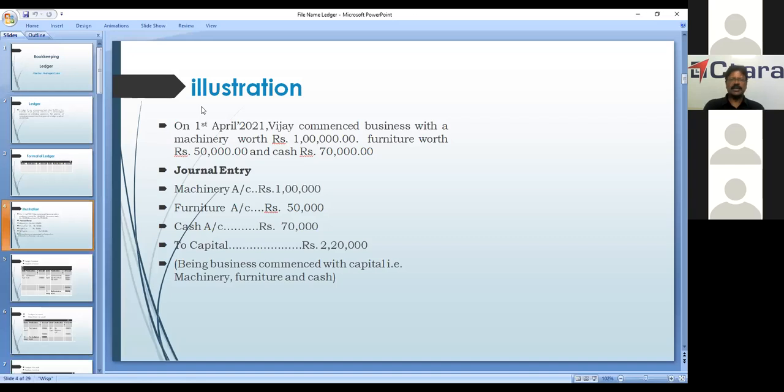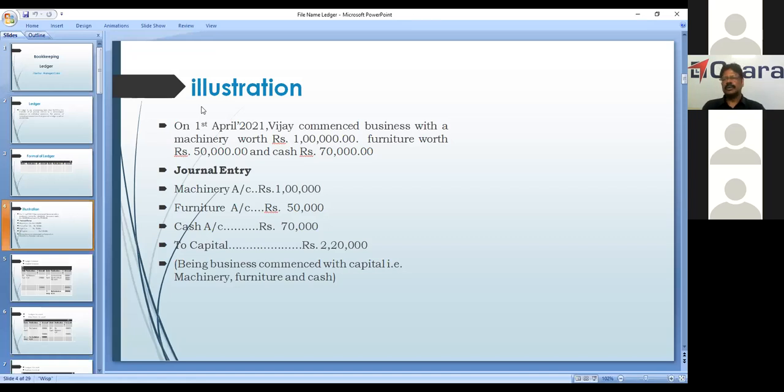So here the entry will be: machinery account 1 lakh debit, furniture account 50,000 debit, cash account 70,000 debit, to capital. These all fall under capital. So the entry is machinery account 1 lakh debit, furniture account 50,000 debit, cash account 70,000 debit, and to capital. This is the journal entry.